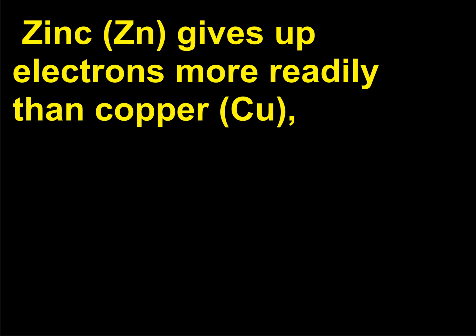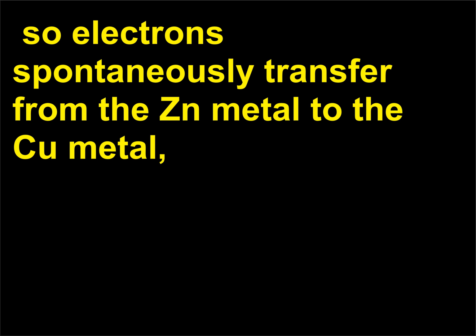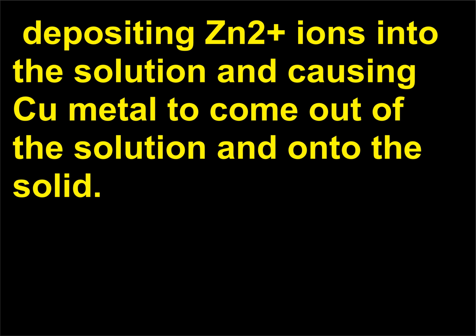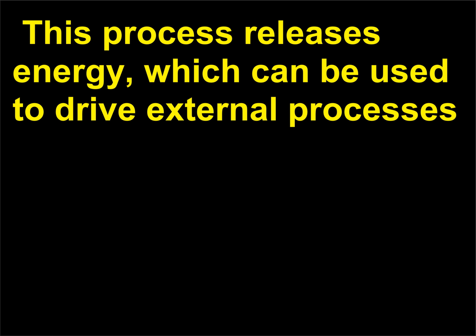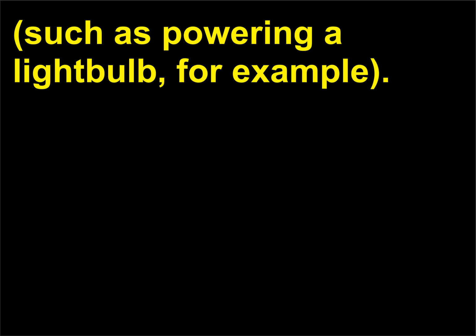Zinc, Zn, gives up electrons more readily than copper, Cu. So electrons spontaneously transfer from the Zn metal to the Cu metal, depositing Zn2+ ions into the solution and causing Cu metal to come out of the solution and onto the solid. This process releases energy, which can be used to drive external processes, such as powering a light bulb, for example.